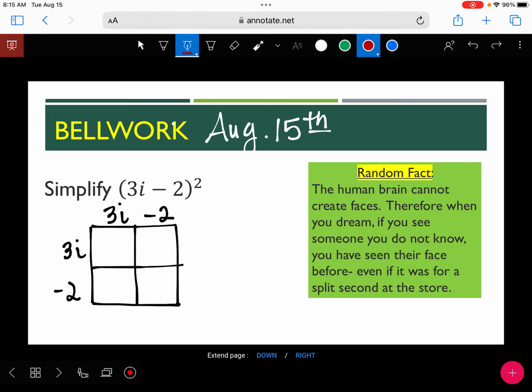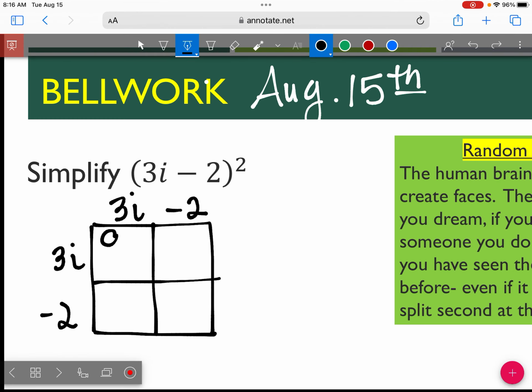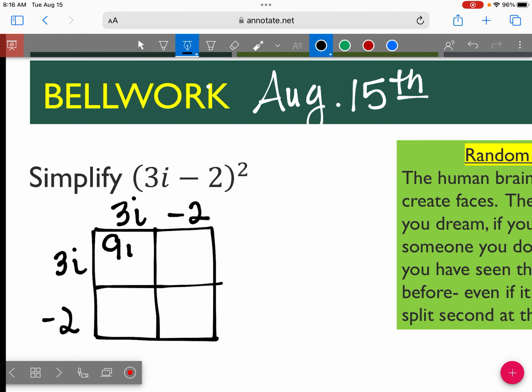All right, let's work through it and see how we did. So in this first square, we get a 9i squared. But 9i squared is the same as 9 times negative 1. So what you really should have in this first square is a negative 9. And then you have a negative 6i, another negative 6i, and a positive 4.